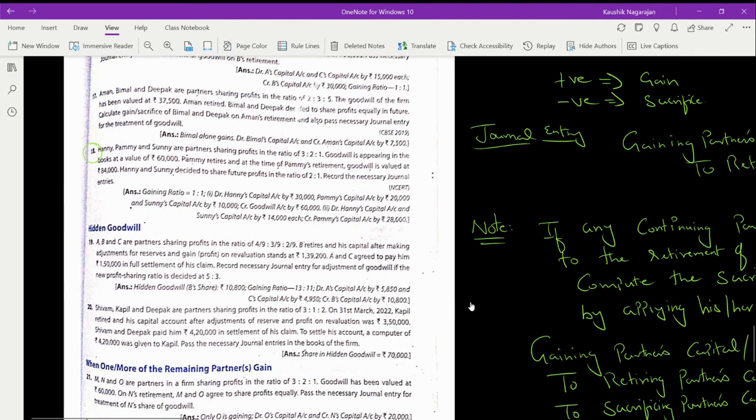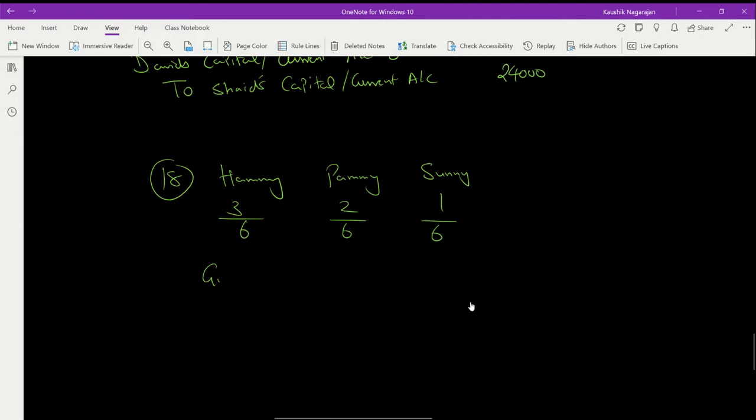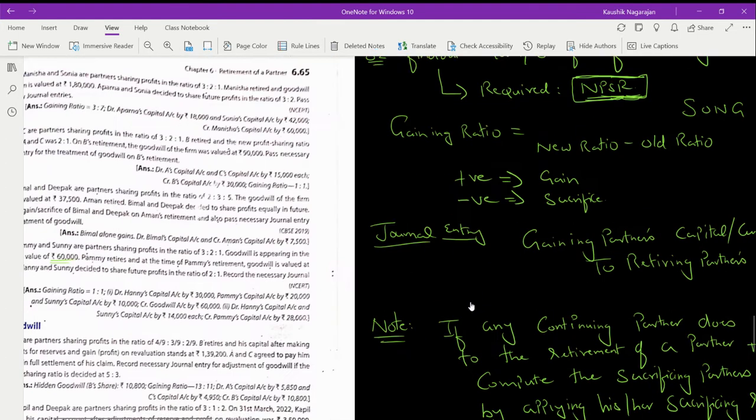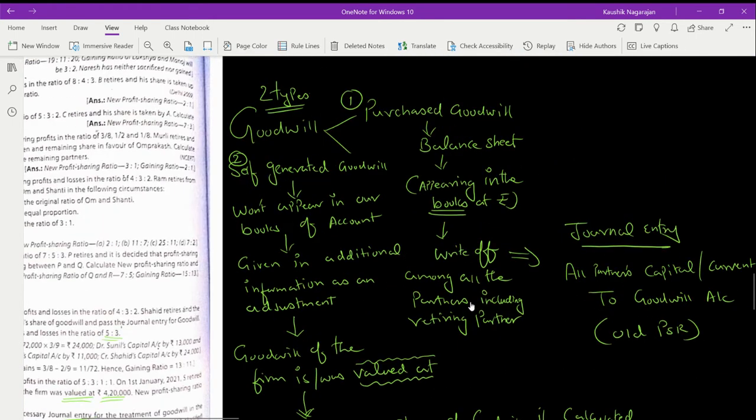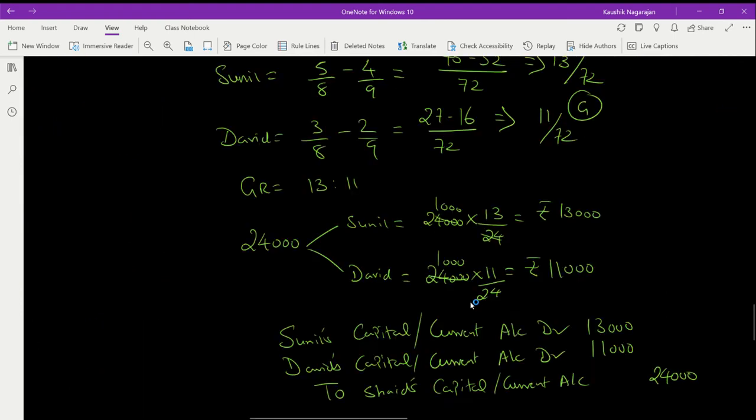It was said in the question that goodwill is appearing in the books at the value of rupees 60,000. So first they have said something, goodwill appearing in the books. So goodwill in the books is given as rupees 60,000. So what goodwill is this? It is the first type of goodwill which we have discussed. Purchased goodwill that is appearing in the books. It has to be written off in the old ratio. So calculate the value that has to be written off to the partners.